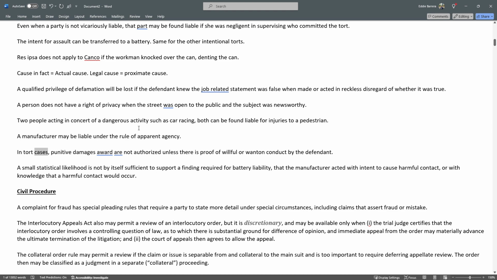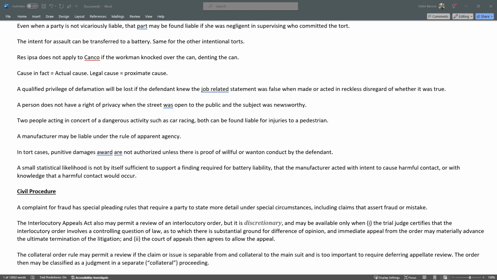In tort cases, punitive damages awards are not authorized unless there is proof of willful or wanton conduct by the defendant. A small statistical likelihood is not by itself sufficient to support a finding required for battery liability that the manufacturer acted with intent to cause harmful contact or with knowledge that a harmful contact would occur.